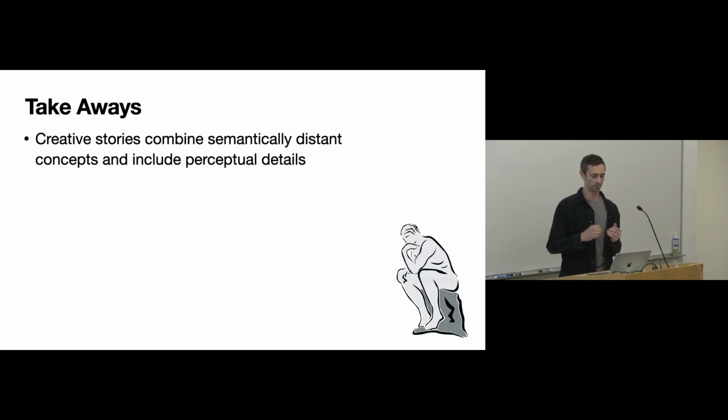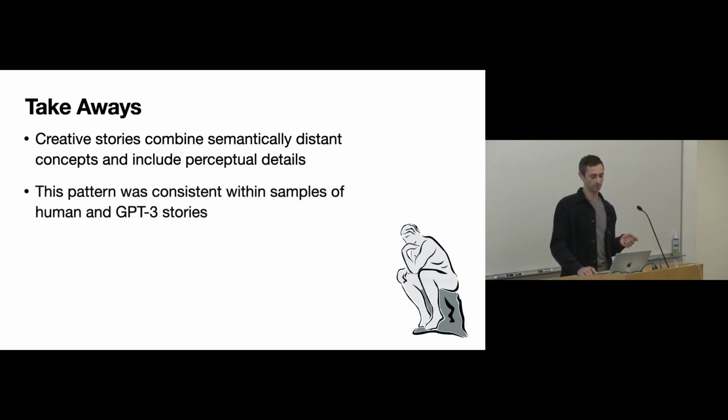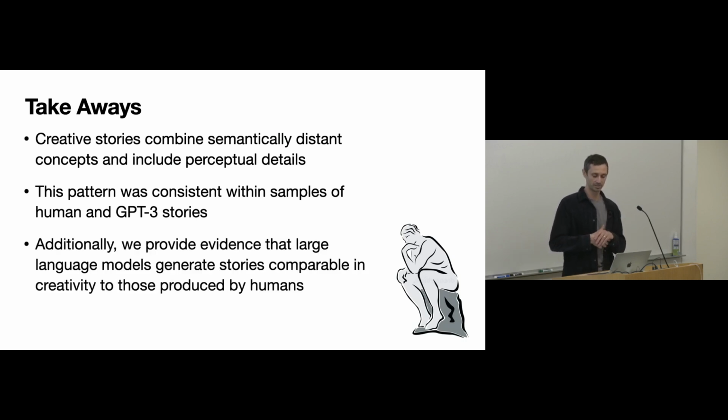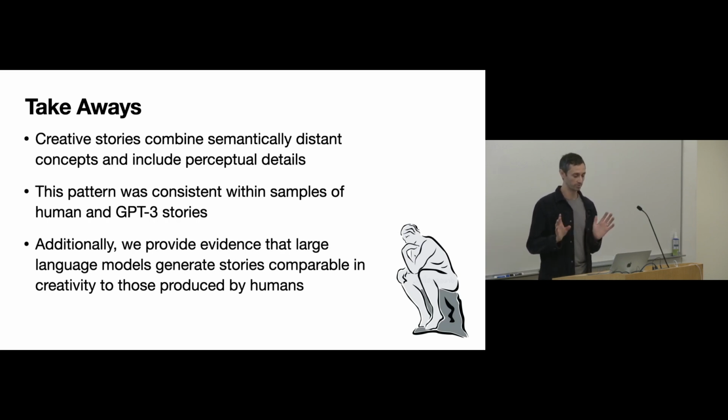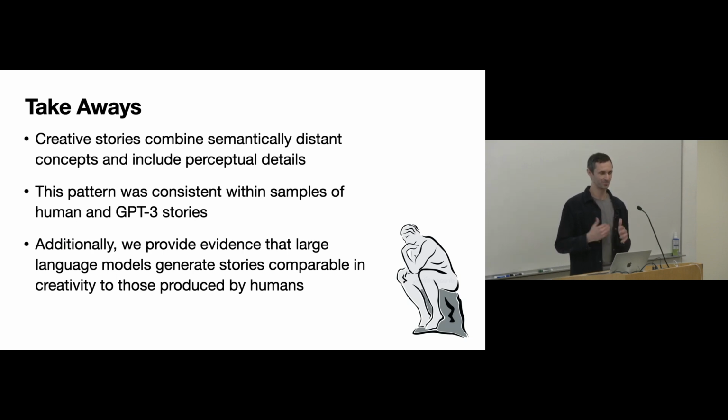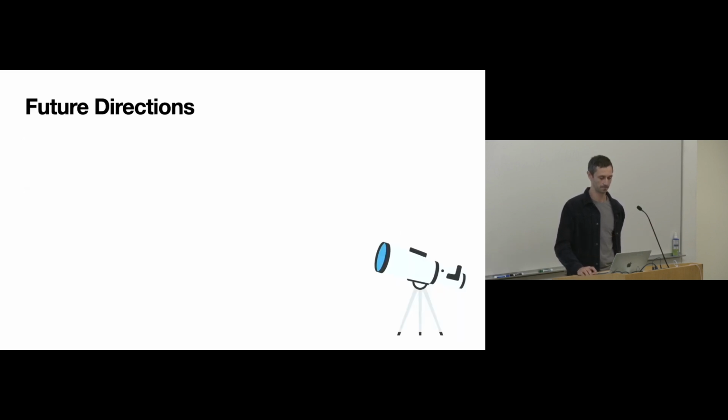Our results indicate that creative writing involves the integration of semantically distant concepts with perceptually descriptive information. This pattern of results was consistent within samples of human and GPT-3 stories. Furthermore, this study provides evidence that GPT-3 can generate stories comparable in creativity to those written by humans. While we do not wish to claim that large language models have an experience of episodic remembering or imagination as humans do, we do suggest that creative writing in both humans and AI makes use of perceptual detail in addition to connecting semantically distant concepts.